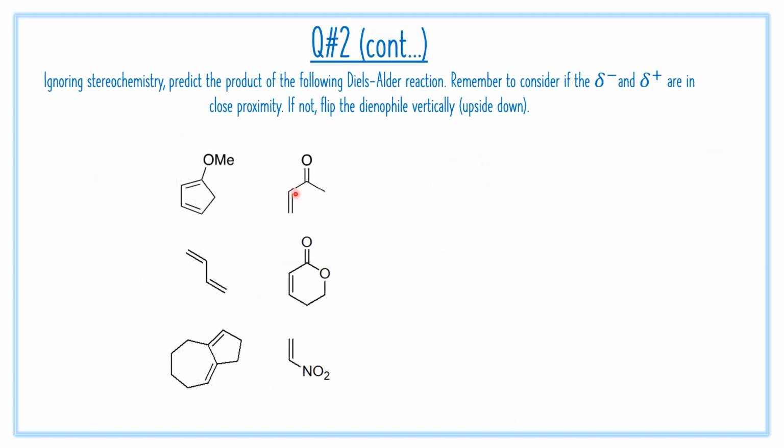Now, question number 2 continued. So here are our dienes, and these are our dienophiles. So let's get straight to it. This is the one with the partial negative charge. Again, resonance structures. You're going to find that the negative charge, when you draw it, is going to be on this carbon. Partial positive charge on the dienophile is over here. Notice that they are directly next to each other, so there's no need to flip the dienophile. So let's keep on going. Your product is going to look like this.